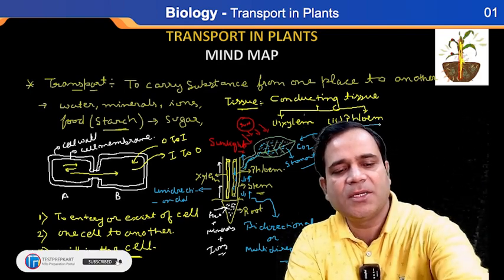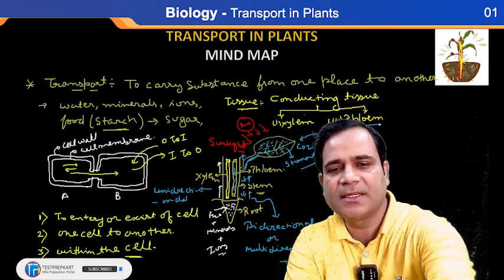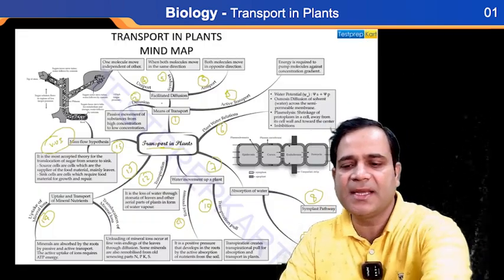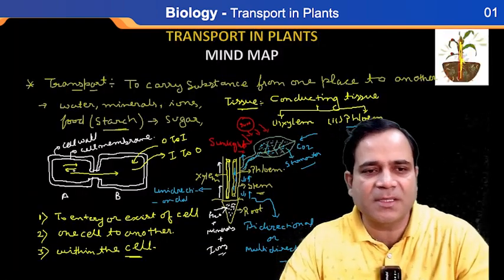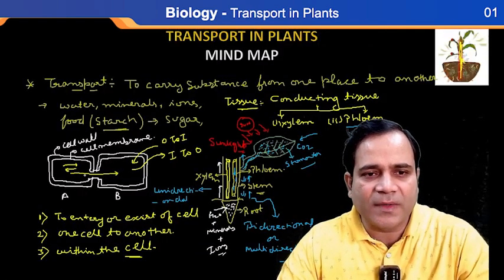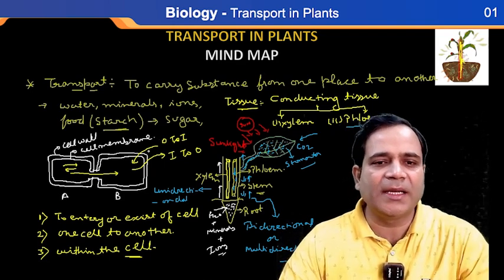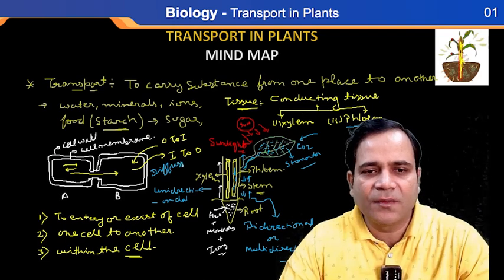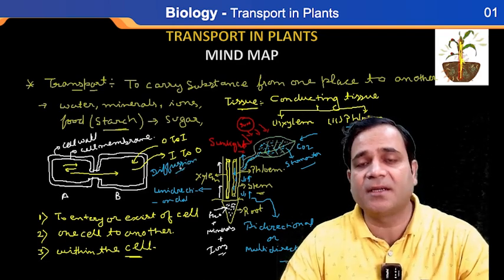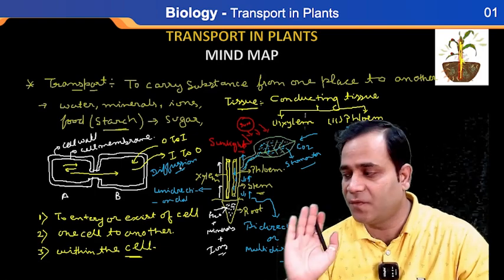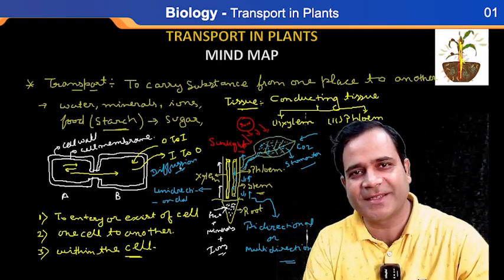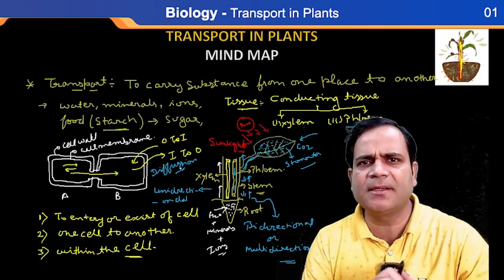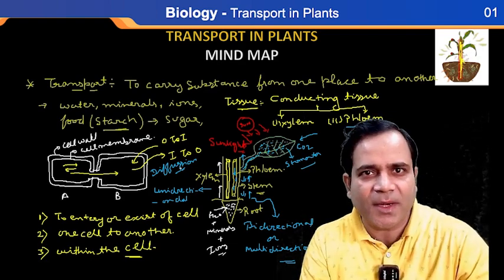Now, the next point: means of transport with the help of diffusion. Diffusion takes place within the cell, or from one cell to another, or from out to in, with the help of what, my dear? Diffusion. And you all know that diffusion is the flow from higher concentration to lower concentration. So if it flows from higher to lower concentration, it doesn't need energy to transport.